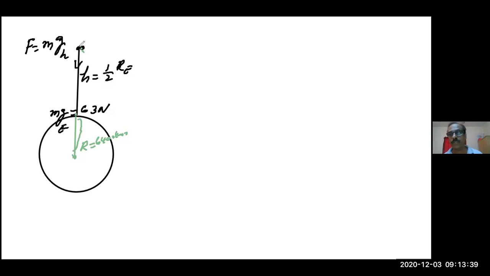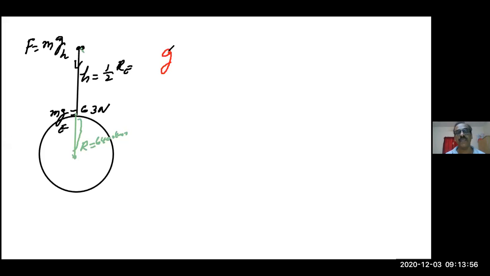Now g will change. At very large heights, g will change, isn't it? At smaller heights, it won't change. But here h is not very small. H is almost similar to R. So how will you do it?